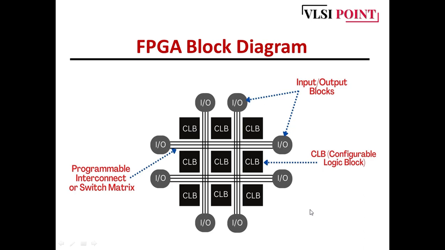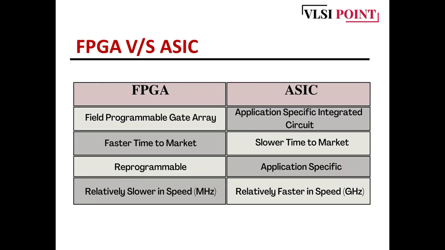Now we will see FPGA versus ASIC. What is the difference between FPGA and ASIC? FPGA has a much faster time to market. That means we can quickly implement our code and check how it is working, whether there is any bug or not. However, in the case of ASIC, it's a very time consuming process. So it has a slower time to market.